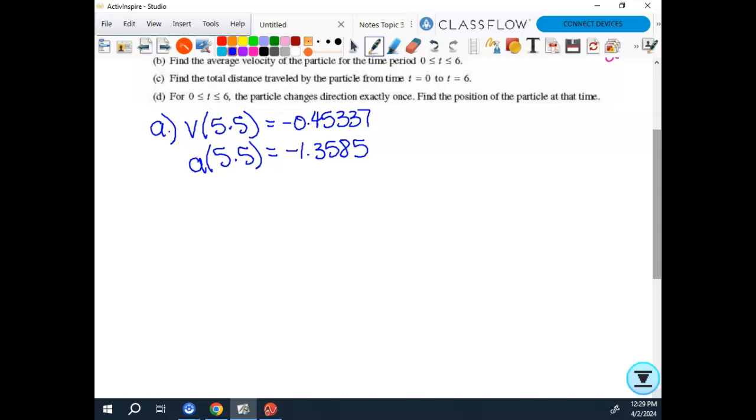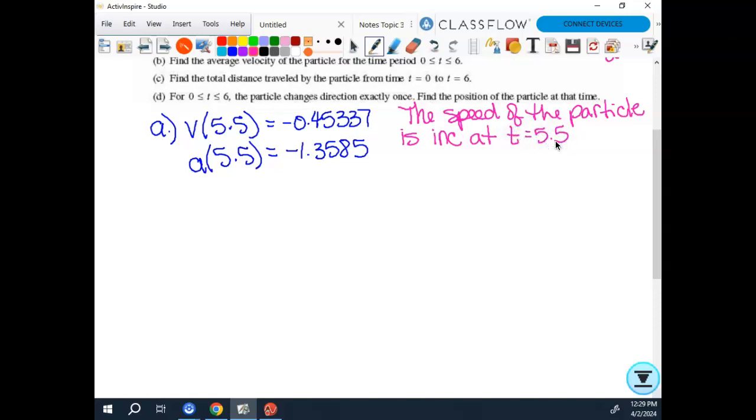Is the speed of the particle increasing or decreasing? Increasing. Why? Because the signs are the same. The signs are the same, therefore the speed is increasing, right? So negative velocity, that just means we're going to the left. Okay? So I would say then that the speed of the particle is increasing at, okay, I have to have my time, at t equals 5.5.